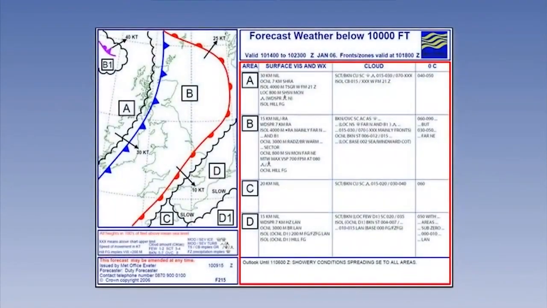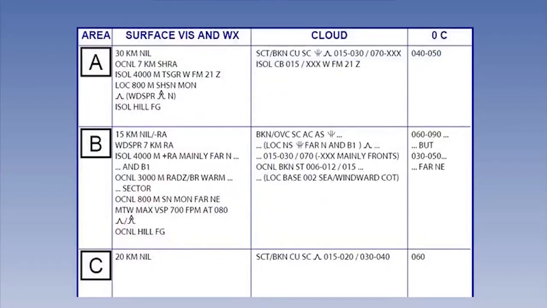Let's now look at the text information on the low-level significant weather chart. As we saw earlier, this forecast information is linked to the different areas on the chart map by area letters. For each area there are 3 different columns of information. The first column describes the surface visibility and weather phenomenon, as well as the frequency and distribution of that weather. The second column contains the forecast cloud and any associated hazard. And finally, the third column details the forecast freezing levels.